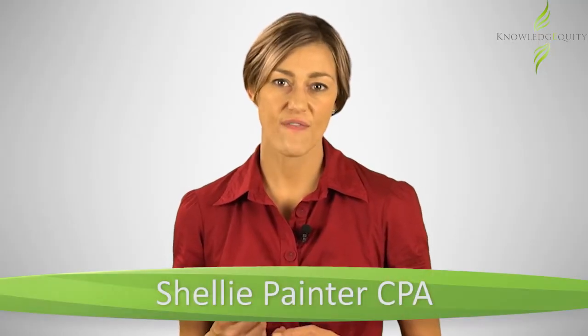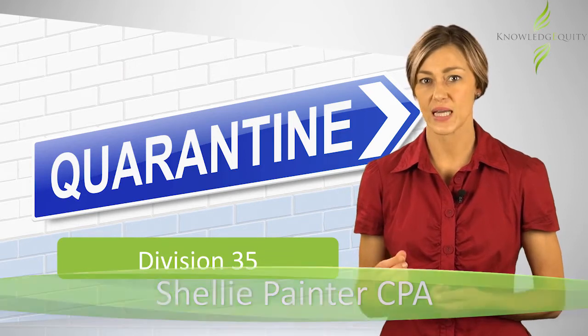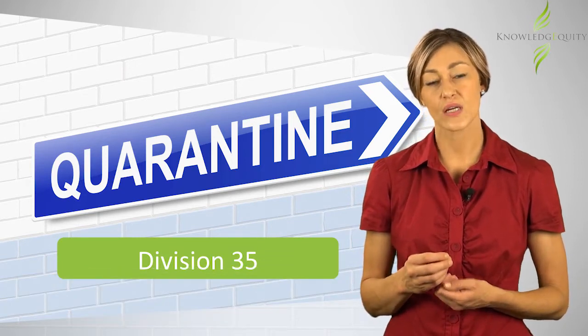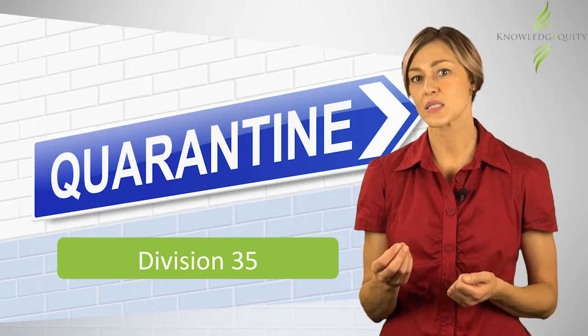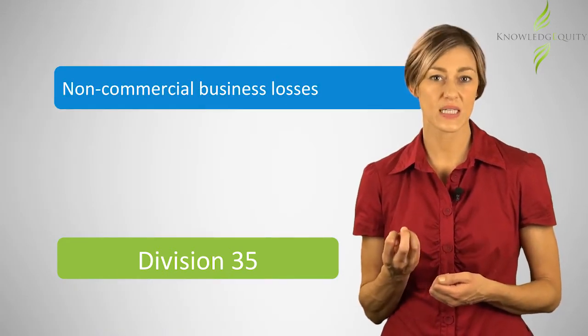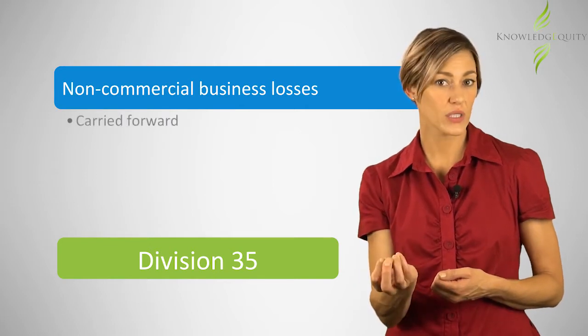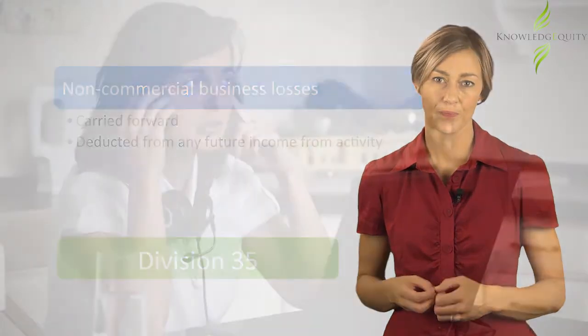The purpose of Division 35 is to quarantine tax losses from non-commercial business activities in order to prevent non-commercial activities from being subsidised by deducting losses against an individual's other income. As such, in accordance with Division 35, losses from non-commercial business activities are to be carried forward and deducted against any future income from that activity.